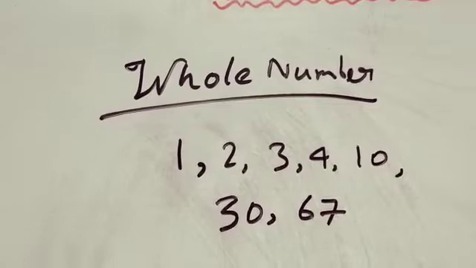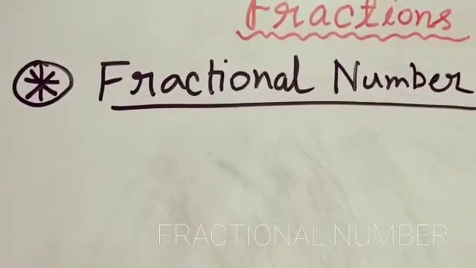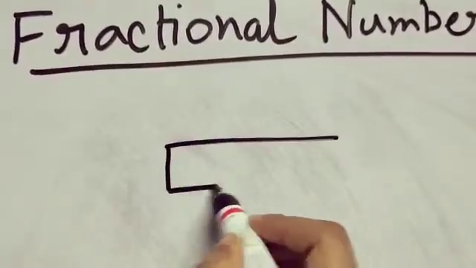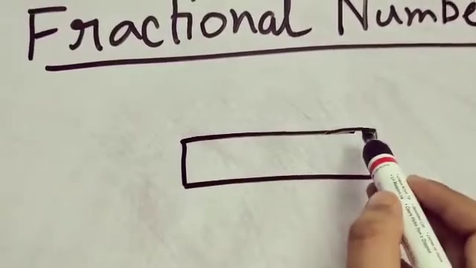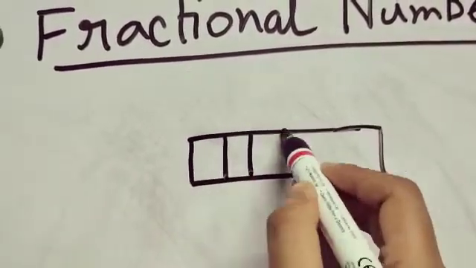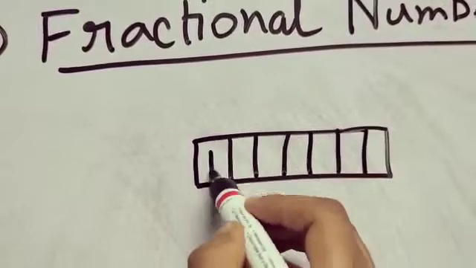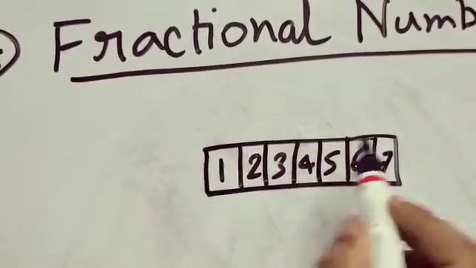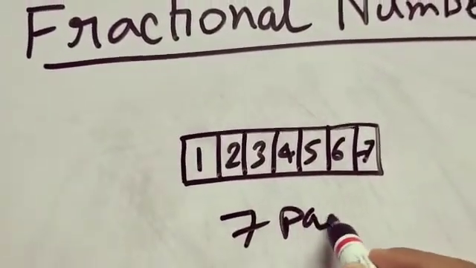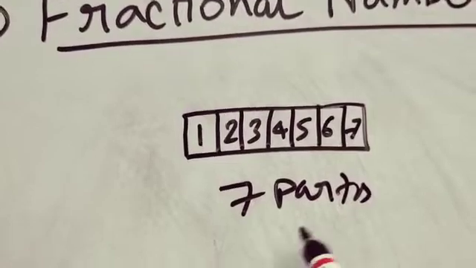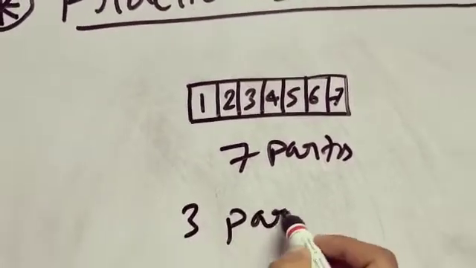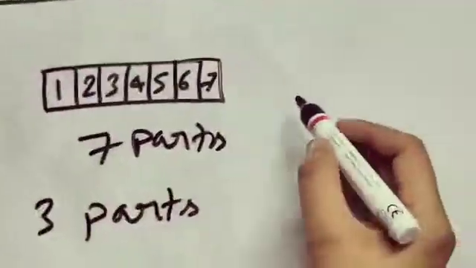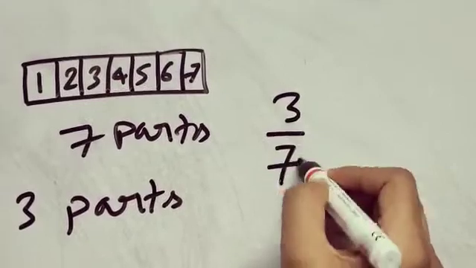Okay, now let us know what is a fractional number. Before I say what is a fractional number, let me give you some example. Look at the board. I am drawing a strip. Now I am dividing this strip in some parts. 1, 2, 3, 4, 5, 6, 7. Clear? So this strip is divided in 7 parts. Now I have told you from these 7 parts take only 3. Right? So you are taking 3 of the 7 parts. So this is written like this, 3 by 7.